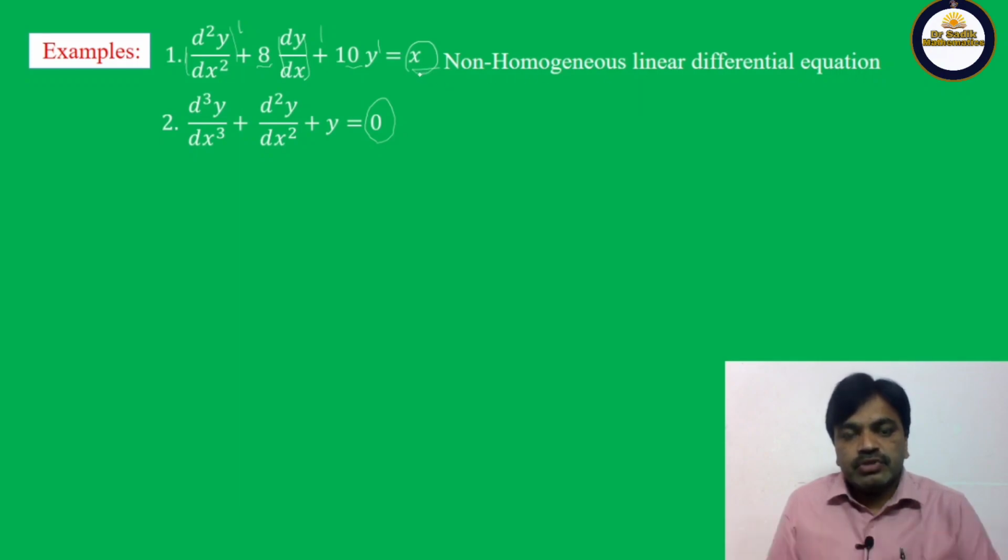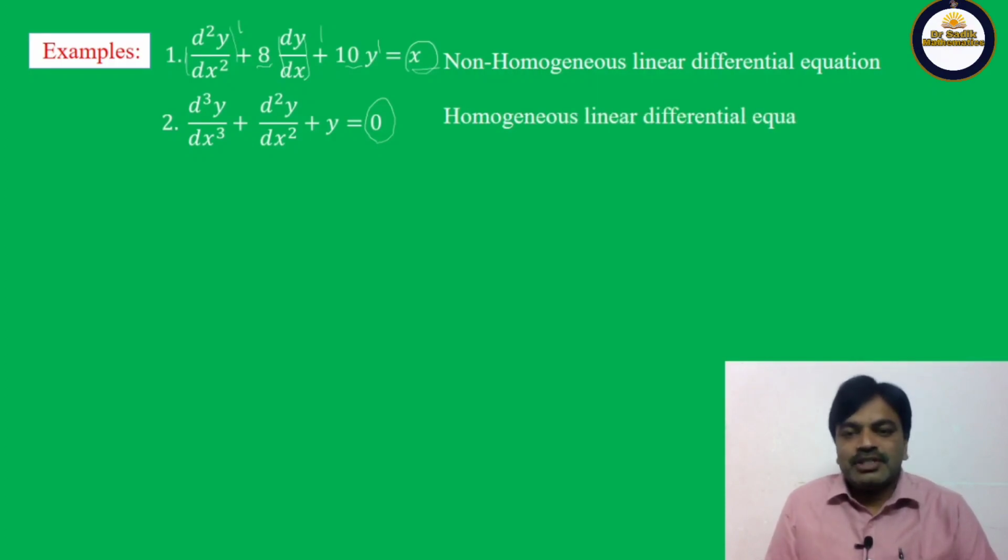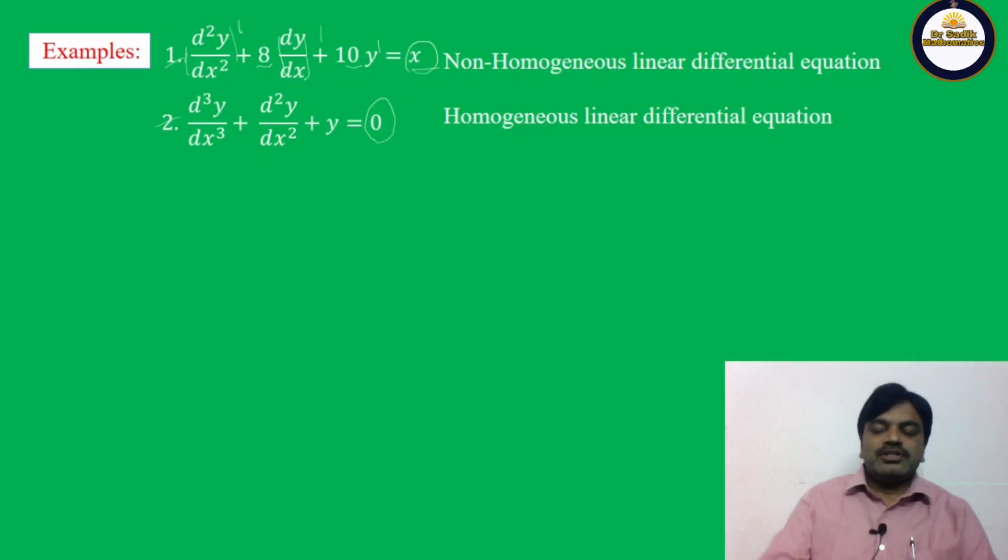Whenever you observe that the right hand side is a function of x, this equation is called a non-homogeneous linear differential equation. Now we can guess, what if it is equal to 0? Come on, tell me. Guess, friends. Exactly, it is a homogeneous linear differential equation. Now I want to find the solution of this type of differential equation.